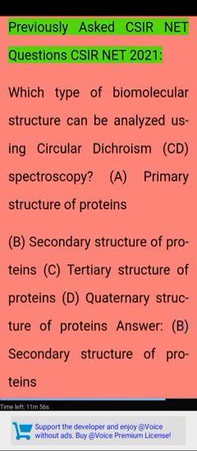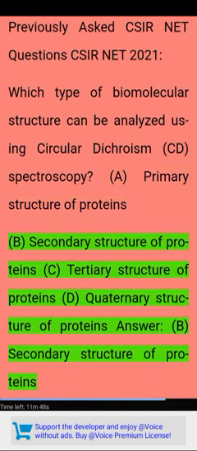Previously asked CSIR NET question, CSIR NET 2021. Which type of biomolecular structure can be analyzed using circular dichroism, CD spectroscopy? A. Primary structure of proteins. B. Secondary structure of proteins. C. Tertiary structure of proteins. D. Quaternary structure of proteins. Answer: B. Secondary structure of proteins.